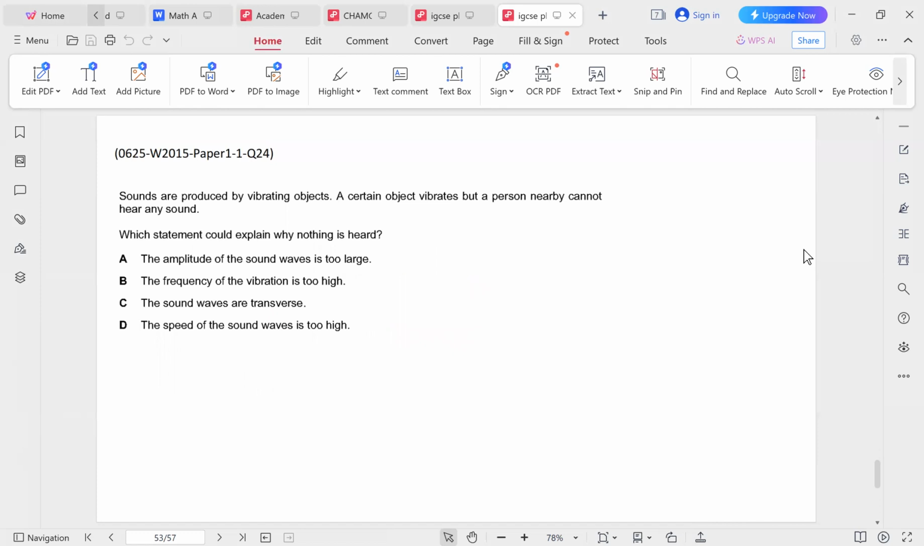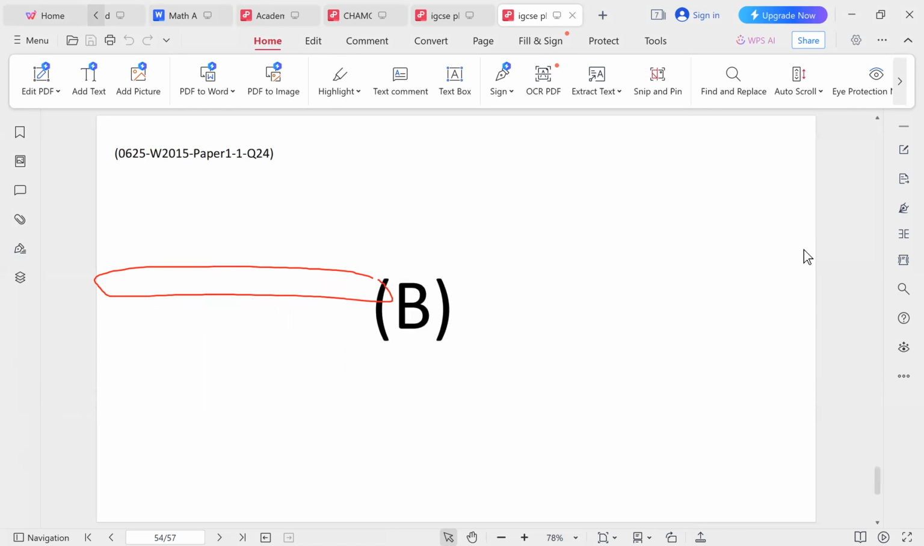Sounds are produced by vibrating objects. A certain object vibrates, but the person nearby cannot hear any sound. Which statement could explain why nothing is heard? Obviously, the frequency of vibration is too high, because if the loudness is too high, we're going to hear it, but our ears would hurt us, right? So the only case where we cannot hear something is if the frequency is too high. So B is the correct answer here.